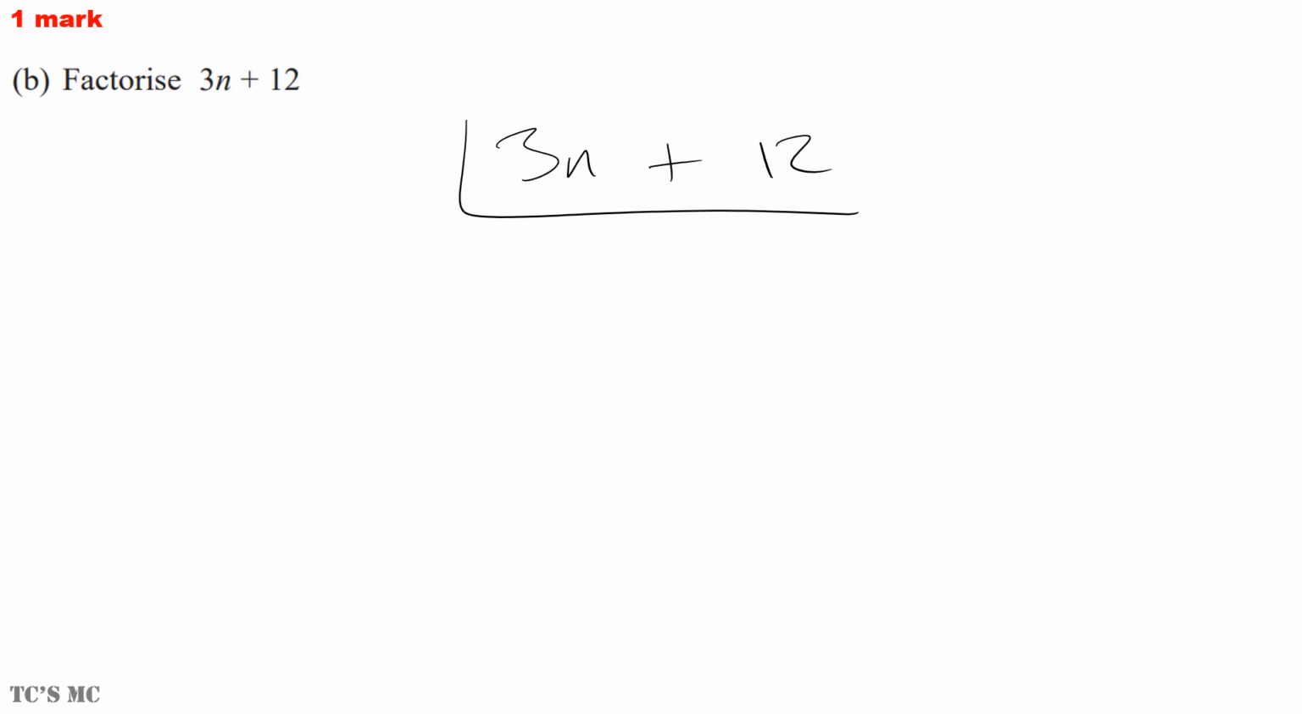What I'm looking for right now is a common factor of 3n and 12. It could be a number, it could be a letter, so a variable. For me, I can only think of 3. So now I'm going to do 3n divided by 3, which is n, and then a positive 12 divided by 3 is a positive 4. Now look at n add 4. Is there anything there that's a common factor, but not 1? And there isn't. So my final answer is 3 bracket n add 4.